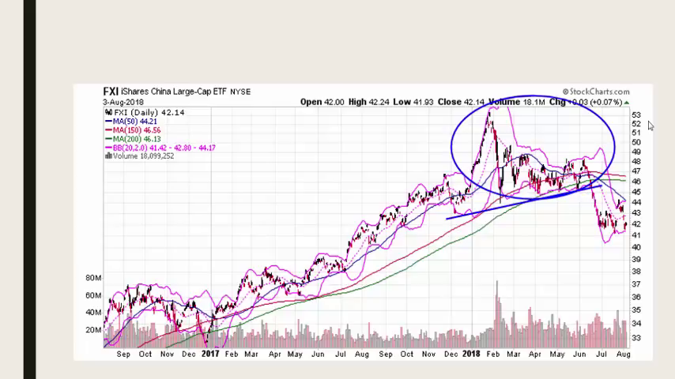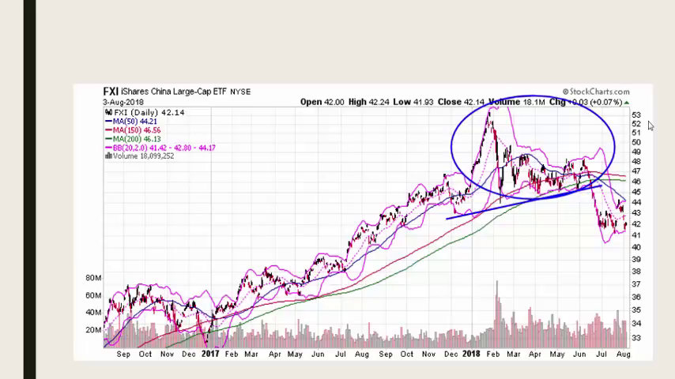That support level cracked in June, and the price of FXI plunged and diverged away from the 200-day and the 150-day moving averages, which are the green line in the charts. The 200, the red line, is the 150, and we diverged away from that, and we've been below it now for almost 3 months. So those moving averages are now going to act as resistance.